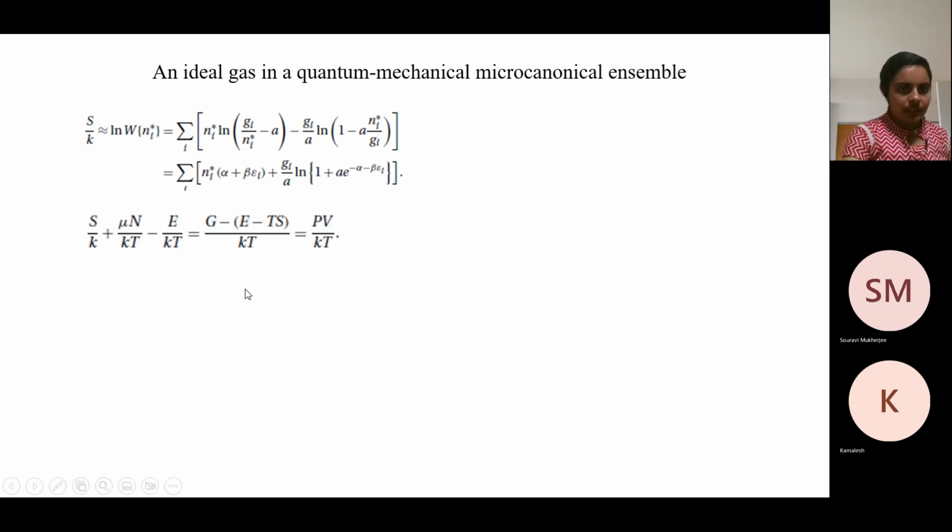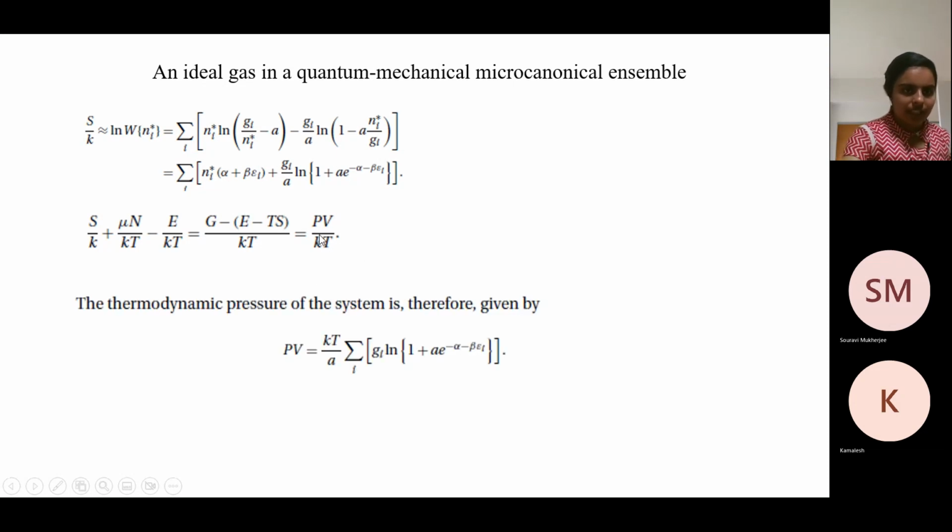Now this is just rearranging the terms and putting the values of alpha and beta as mu by kT and 1 by kT respectively. So you get something like this, right? So that means that now if you use this expression, you can find the expression for the thermodynamic pressure, and that is given by the term here, right? It involves some steps which I have not done. You can get it in any standard textbooks, or you can even try solving from here.